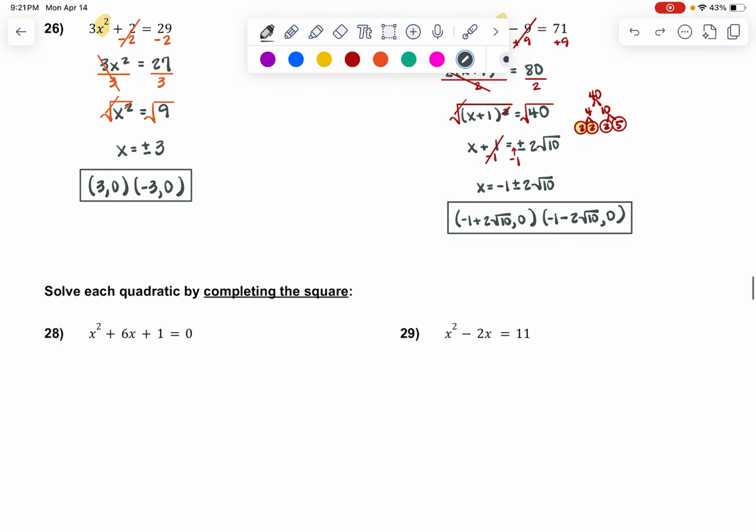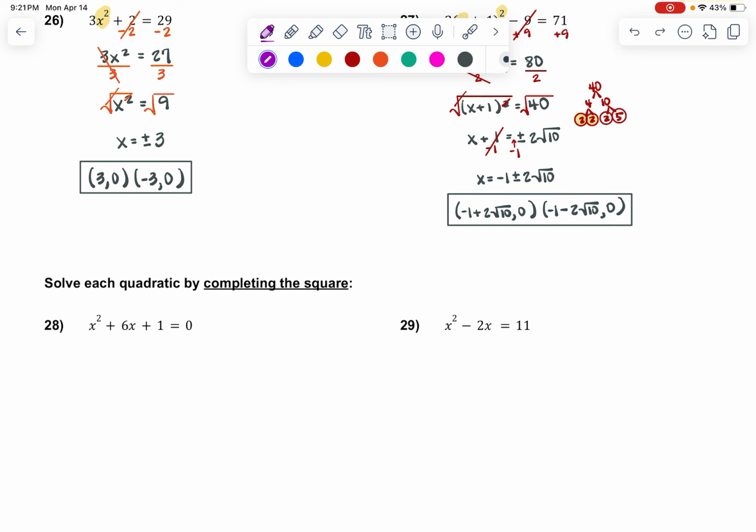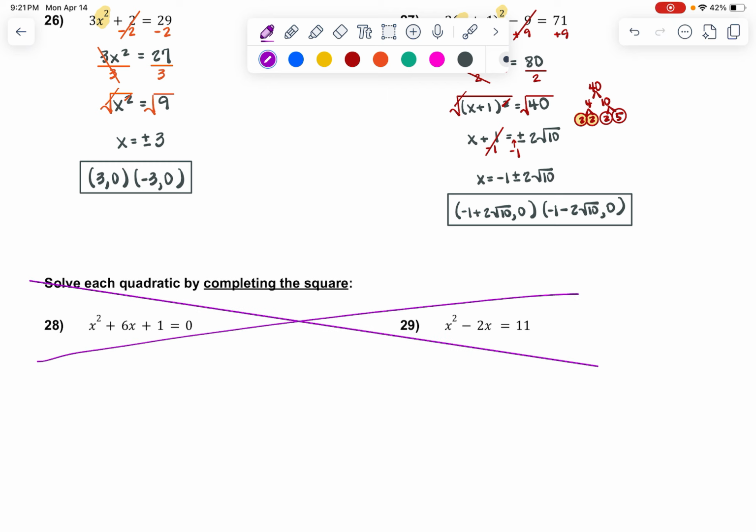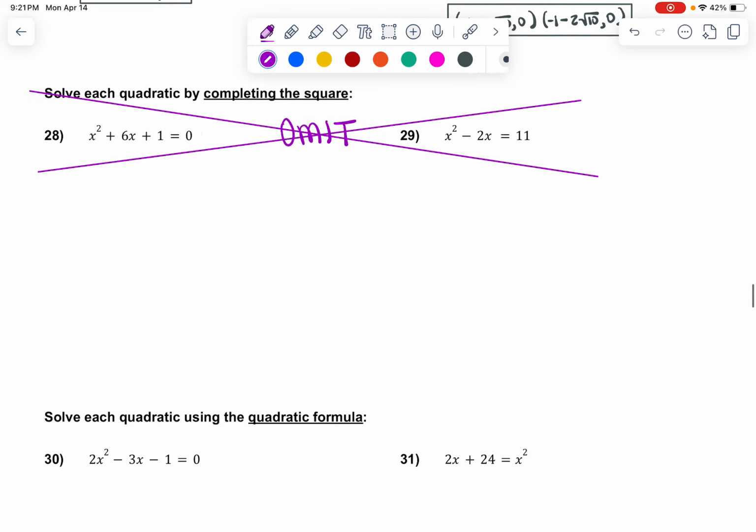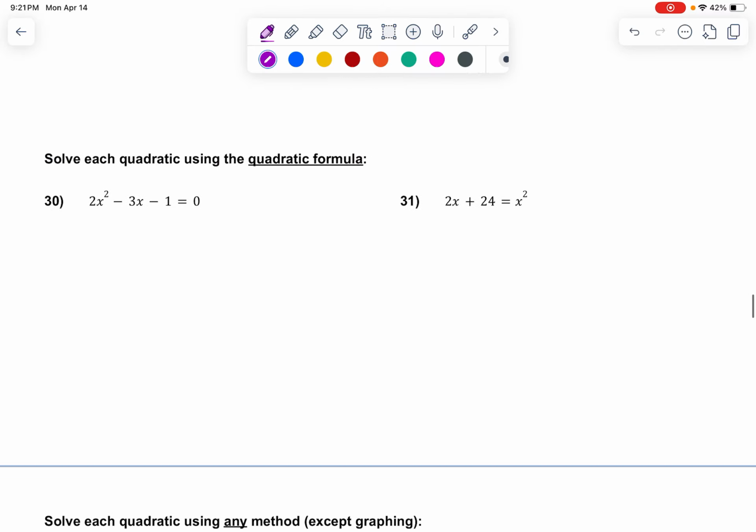All right, you'll notice on your review, you don't have a 28 and 29, so this is omitted. We just took that off the review, so you shouldn't even see anything here. We will learn how to complete the square, but we don't have enough time to get to it before the STAR test, and it's not tested on STAR, so we will talk about it after the STAR test. Okay, so we're going to skip those and hop right to quadratic formula.